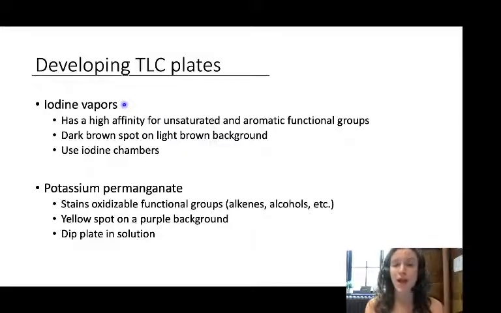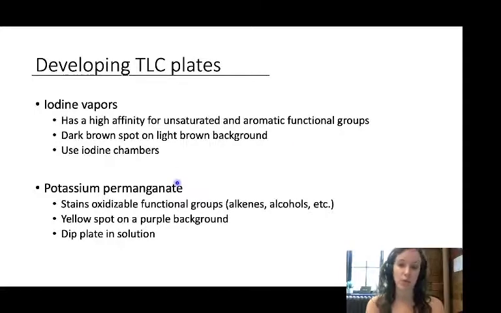The first, iodine staining. Iodine vapors are drawn towards unsaturated groups, think alkenes, and aromatic functional groups, think phenyl rings. When we put our plate into an iodine chamber, you can find them on the TLC bench. We'll close that chamber, and you'll see the plate will start turning brown. The plate will be a light brown, and any spots where we have these nice functional groups will appear a darker brown.